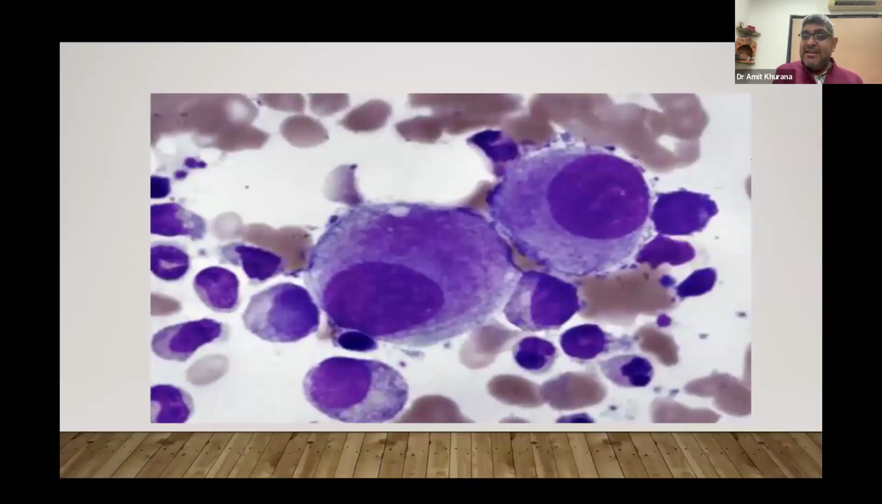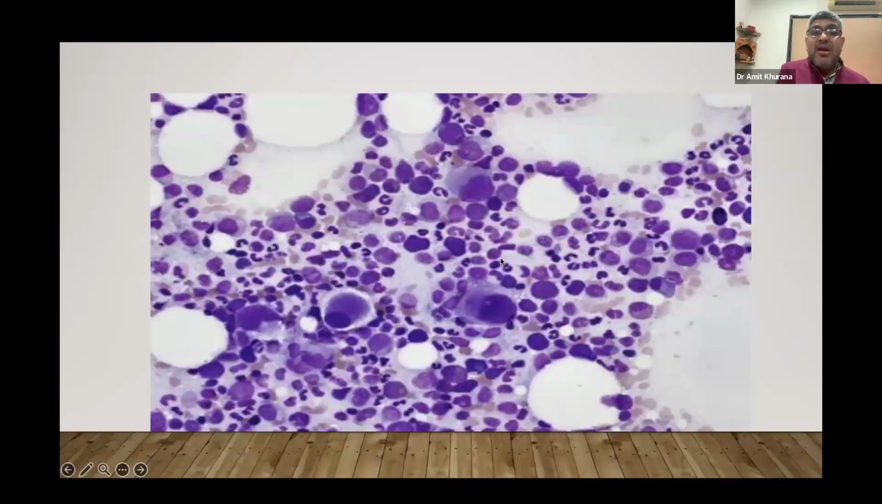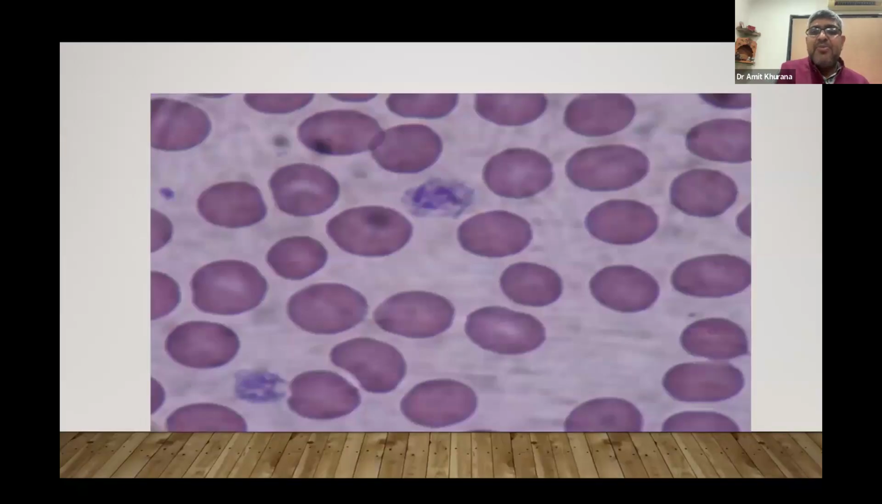Another feature you see in MDS is very important. That is, you see hypolobated megakaryocytes. This is a very important feature, and once you see these hypolobated megakaryocytes, you are dealing with MDS. Again, you can see a very good picture of megakaryocytes in the bone marrow. You see these hypolobated megakaryocytes, which leads to a very important condition known as MDS with 5q deletion, where hypolobated megakaryocytes are the very characteristic feature.